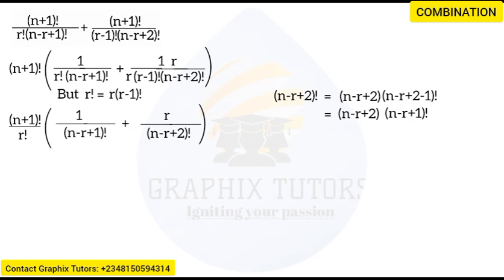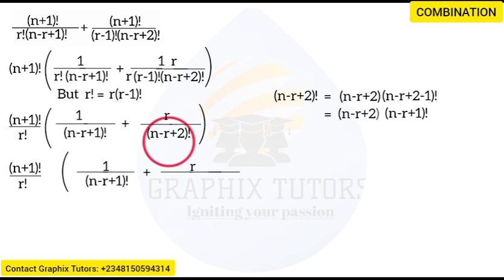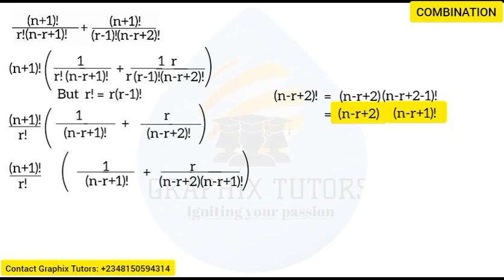So if I now come down here, I'll rewrite the particular problem by saying n plus 1 factorial divided by r factorial, open bracket, 1 divided by n minus r plus 1 factorial, plus r all over. So I will not write my n minus r plus 2 factorial anymore. I'll now replace it with this one I have here, which is n minus r plus 2, close the bracket, multiplied by n minus r plus 1 factorial. You can see that? So it is the same thing.